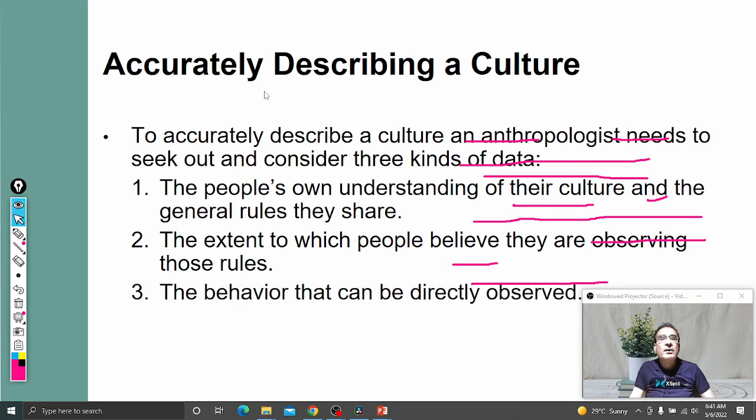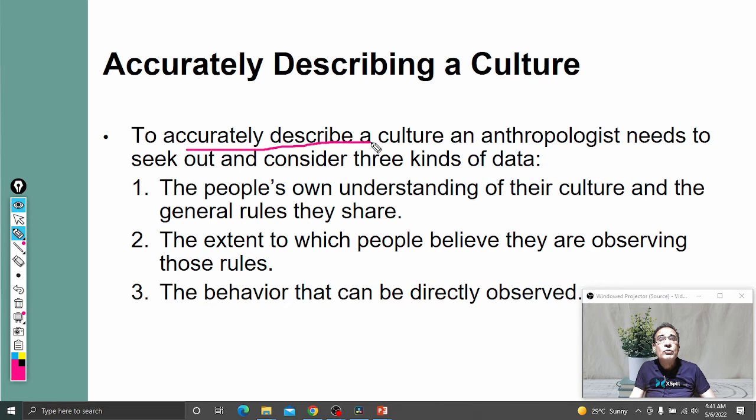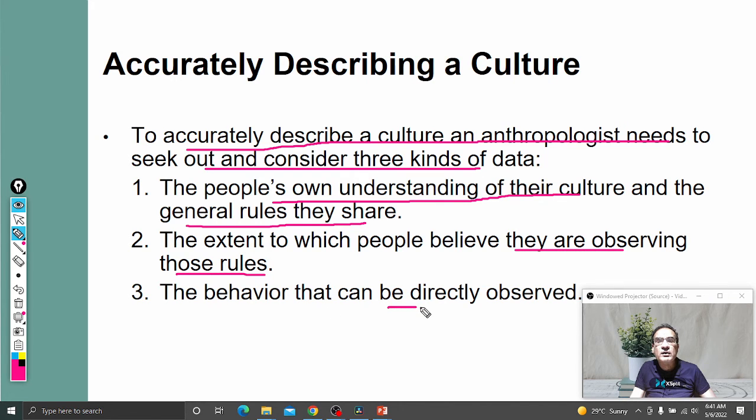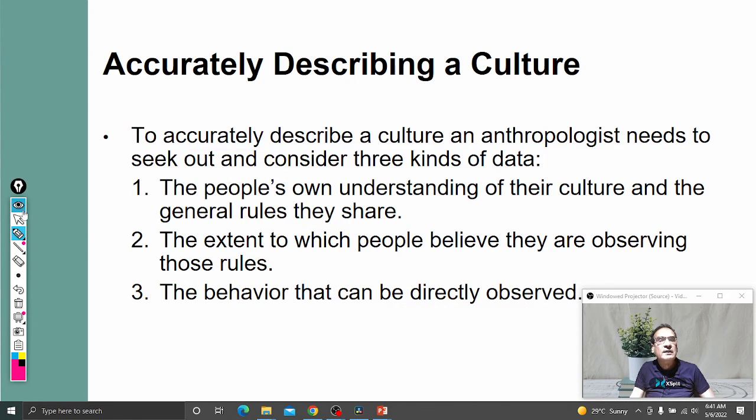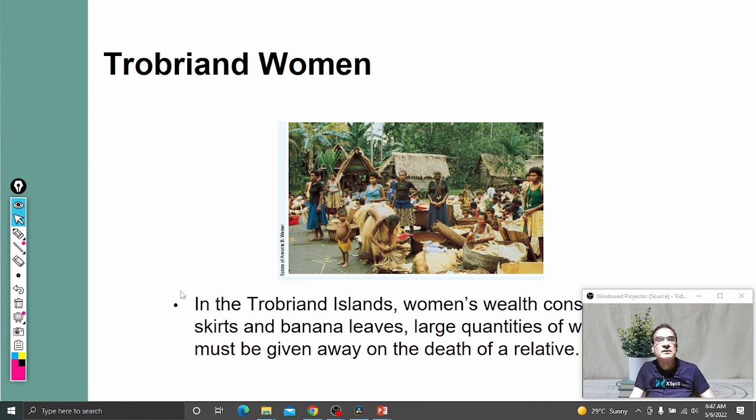Accurately describing a culture. To accurately describe a culture, anthropologists need to seek out and analyze three kinds of data. Number one, people's understanding of their culture and the general rules they share; number two, the extent to which people believe they are observing those rules; and number three, the behavior that can be directly observed. So these are the three main kinds of data for accurately describing a culture in ethnography research.